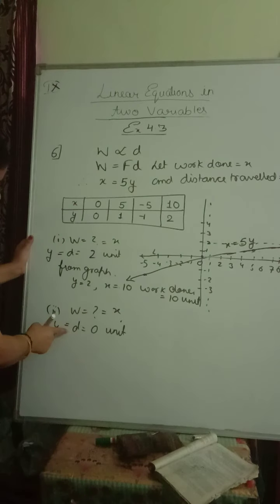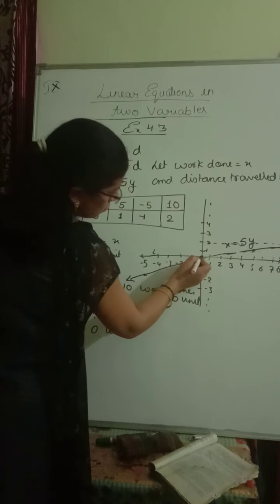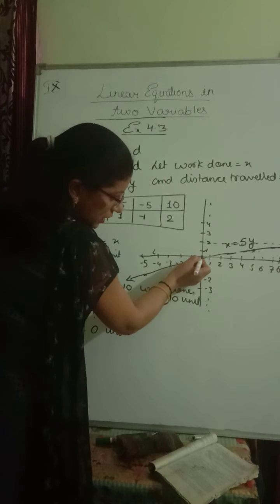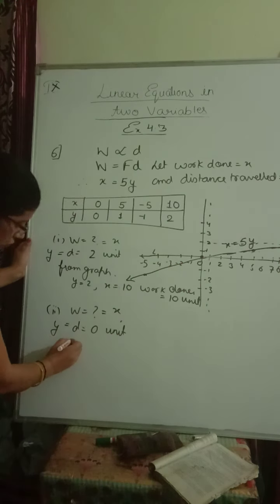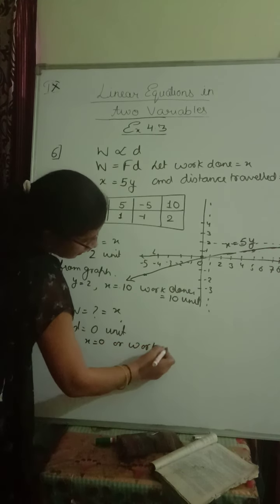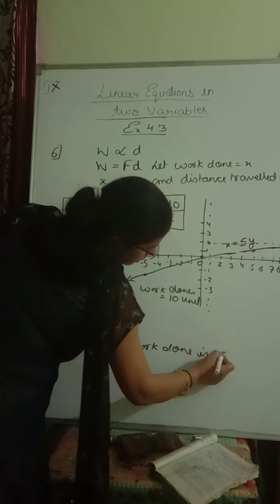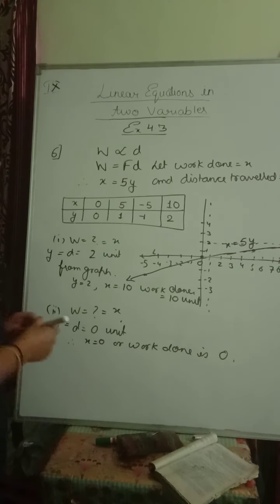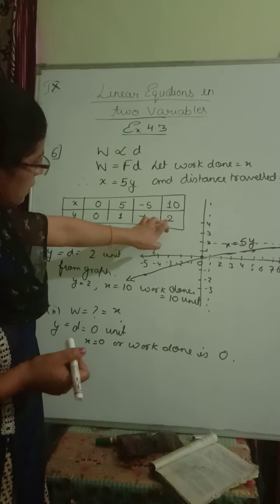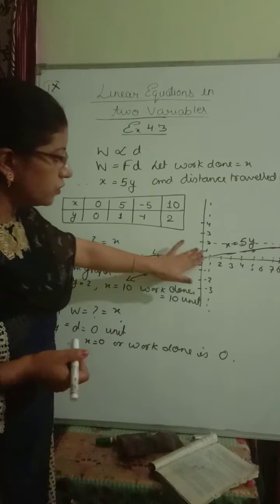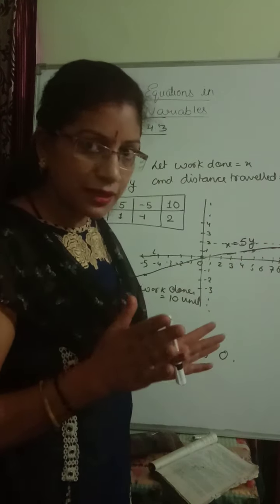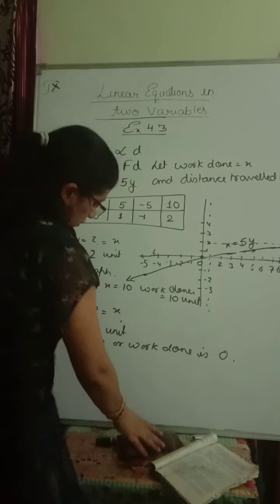Same way, when y is equal to 0, what is the value of x? Draw the perpendicular from 0 to the x-axis, it will stay right here. So x is also 0. Therefore x is 0, or work done is 0. From here also we can easily see that when the distance traveled is 0, work done is 0, and when the distance traveled is 2, work done is 10. But we have to show it with the help of the graph, so you have to draw the perpendicular like this. It is clear. So do it properly on the graph paper.